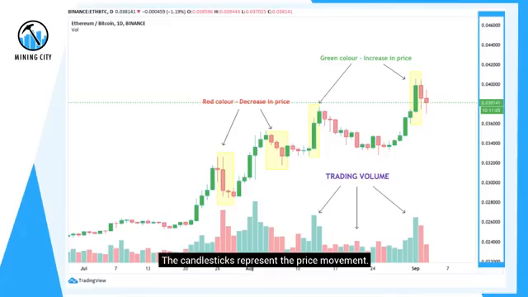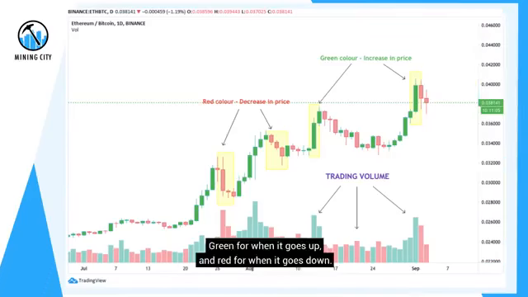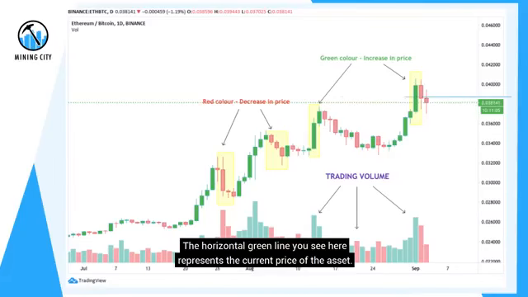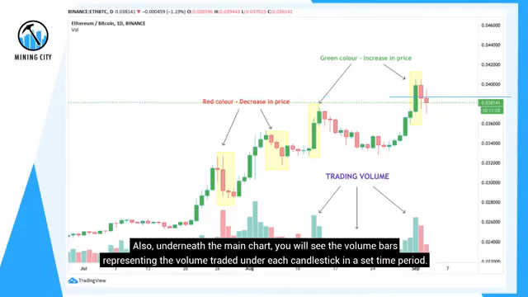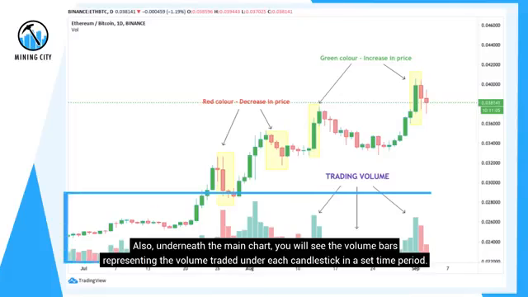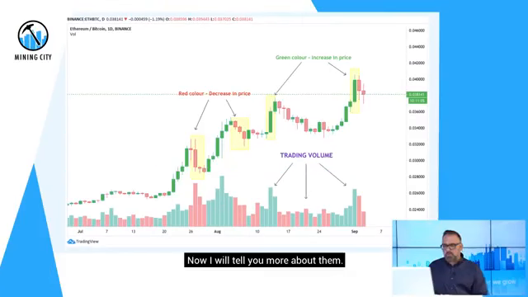So the candlesticks represent the price movement. Green for when it goes up, and obviously red for when it goes down. This horizontal green line here represents the current price of the asset. Also, underneath the main chart, you will see volume bars. They represent the volume traded under each candlestick in a set time period. Now I will tell you more about those.